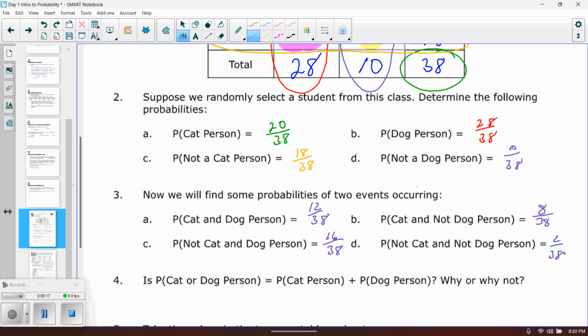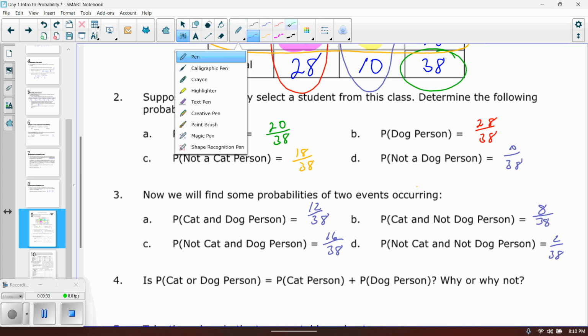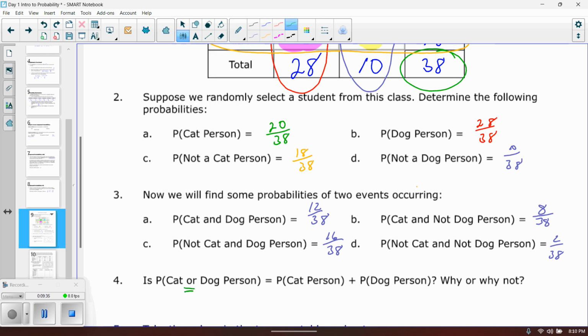Is the probability of the cat or dog person equal to the probability of the cat person plus the dog person? Why or why not? Notice the difference in the verbiage here, though. They're asking us, is the probability of a cat or a dog the same thing as taking the probability of a cat person and adding it to the probability of a dog person? We already have the probability of the cat person and dog person. That was A and B from above.